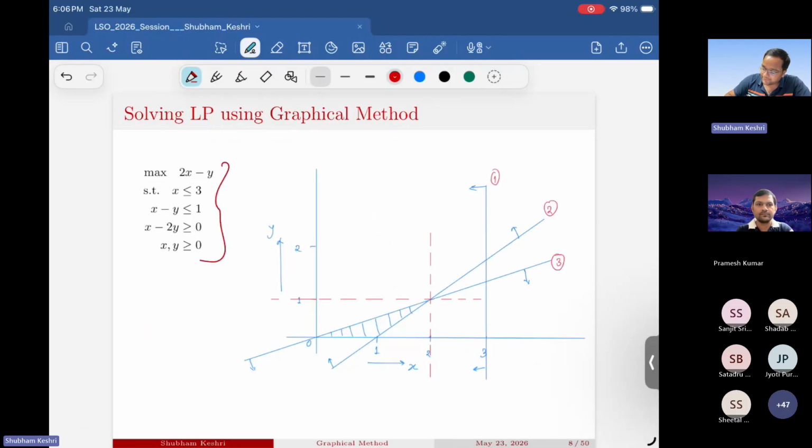So this is the formulation, and I have drawn the feasible region for you. So this is the first constraint, this is the second constraint, and this is the third constraint. So I have marked the three constraints, and this shaded region is the feasible region.